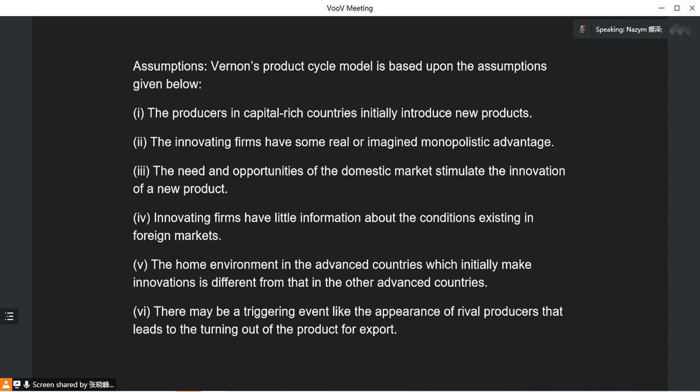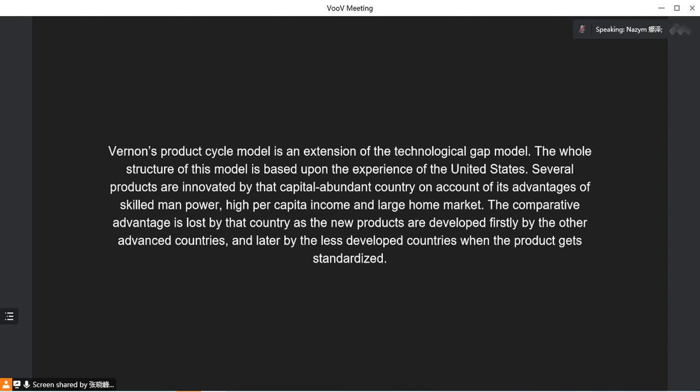Fifth, the home environment in the advanced countries which initially make innovations is different from that in the other advanced countries. There are many triggering events, like the appearance of rival producers, that lead to turning out the product for export. Next slide. According to Vernon, the product cycle model is an extension of the technological gap model.